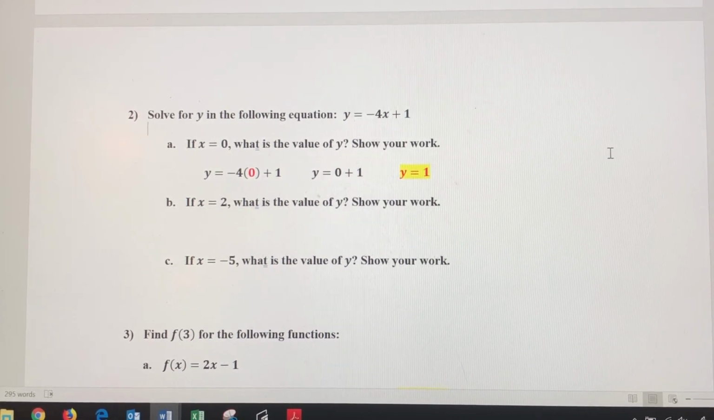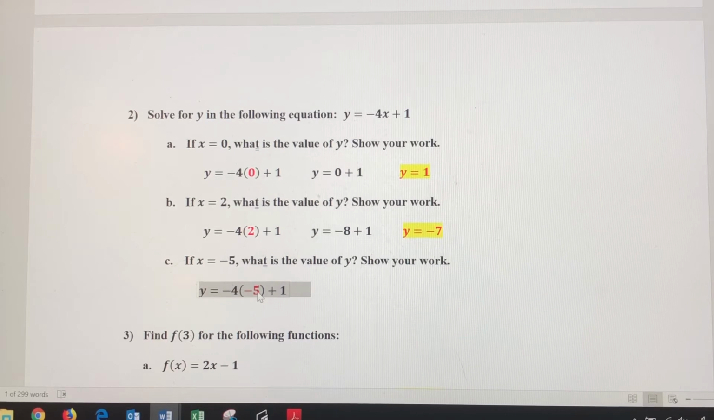Let's plug in x equals 2 this time, all right? We're going to multiply negative 4 times 2, which gives us negative 8. And now we want to combine negative 8 and positive 1 here, and that gives us negative 7, okay? And then if x equals negative 5, we want to plug that in. So we've got negative 4 times negative 5, which is positive 20, okay? And then add 20 and 1, and that gives us an output value of positive 21, okay?